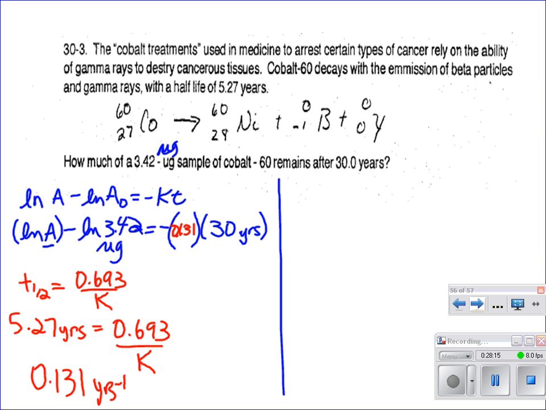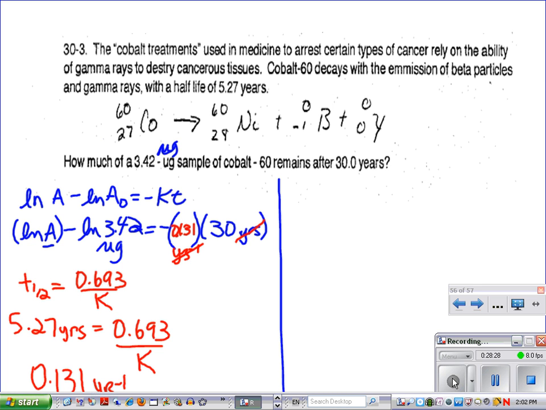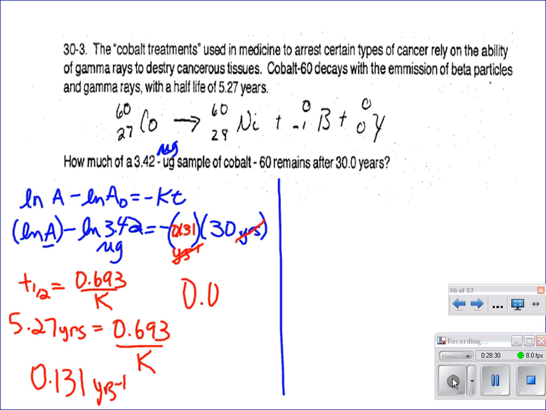0.131 years to the negative 1. Those years cancel, leaving me with micrograms as my answer. What did you get? 0.0662 what? Micrograms. So even after 30 years, you still got some left.